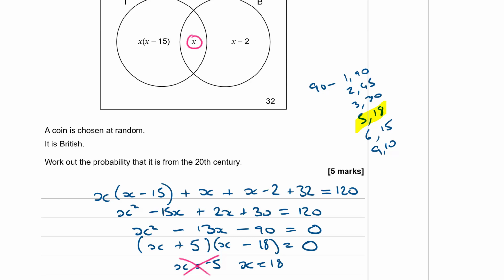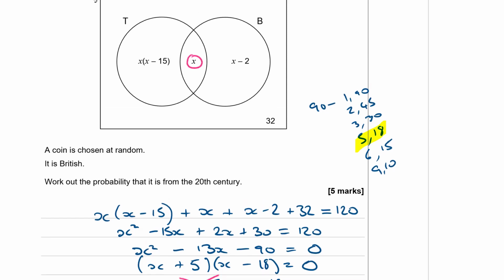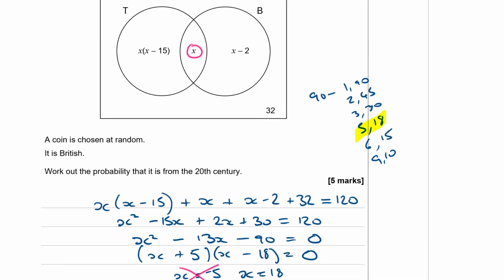So now I know that x is equal to 18, I can put values for each of these regions on my diagram. So that means I've got 18 in the middle there. This one is x minus 2, so that's 16. And the other one is going to be 18 times 18 minus 15. 18 minus 15 is 3. 3 lots of 18. What's that? 54. 54 go in there.